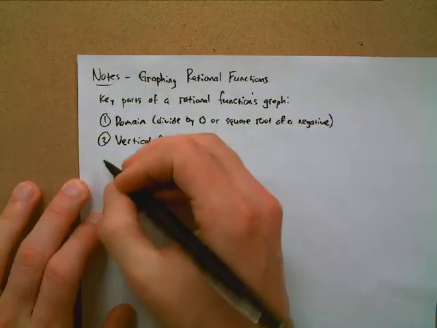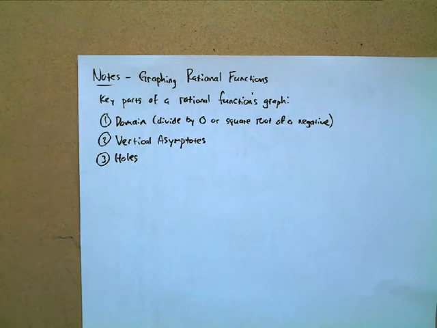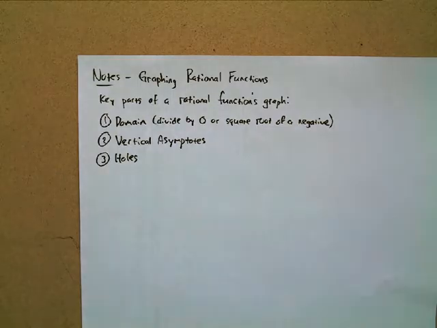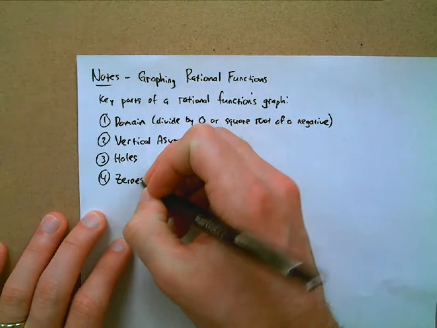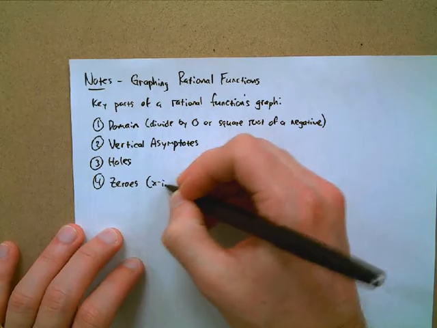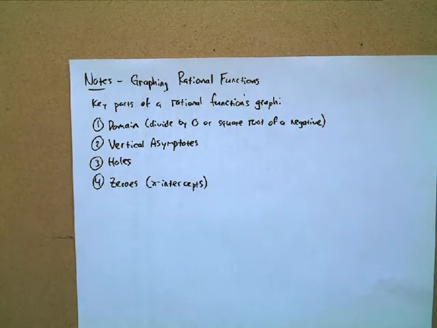We also want to identify any holes. Vertical asymptotes and holes are two different flavors of discontinuity. Remember, discontinuity is when your graph either has a jump or a hole or a gap in it, and so vertical asymptotes and holes create those two different kinds of discontinuities. In addition, we want to be able to identify any zeros, or x-intercepts.